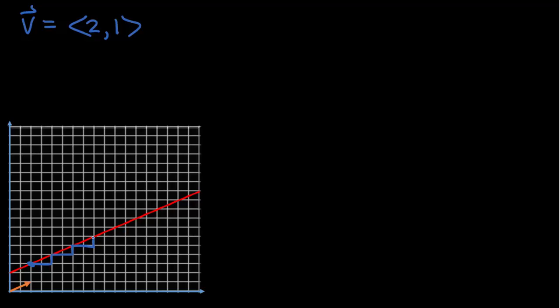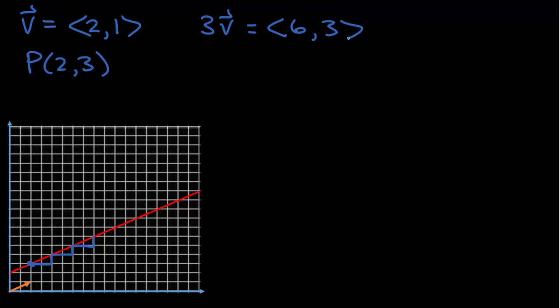Now, what I want to do is this. I want to just pick a point here, which is 2, 3. So I've got a point on the line, and I want to make an observation. Here's what we know: if we go over 2 and up 1, we're going to be at a point on the line again. But let's look at this. Let's suppose we take this vector and multiply by 3. So I'm going to take 3 times that vector, and of course, what I get is 6 and 3.